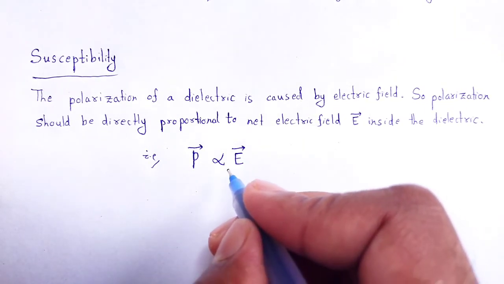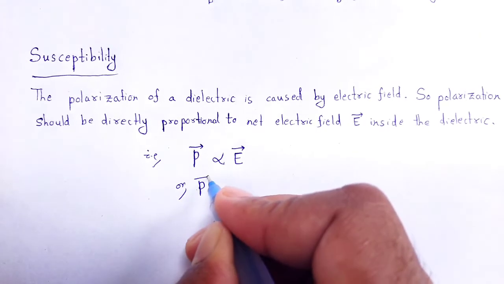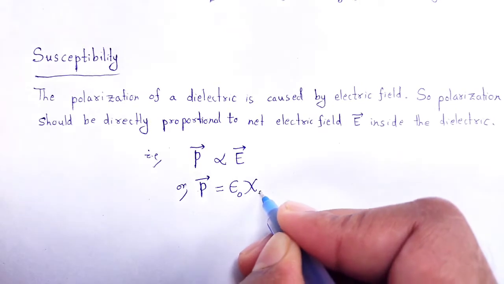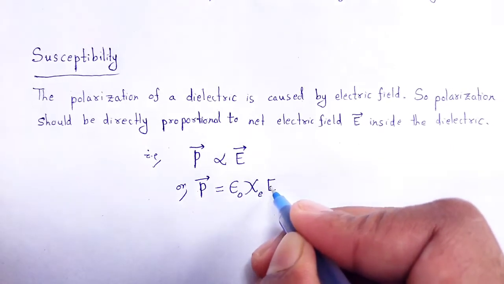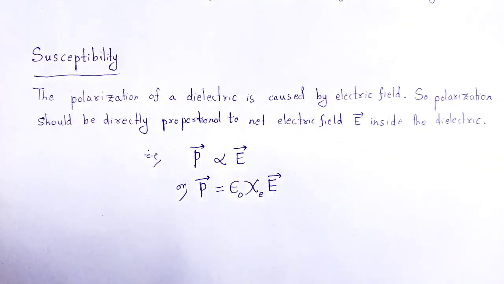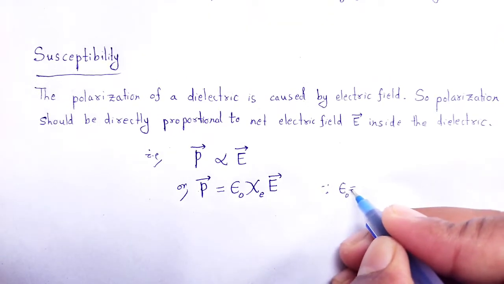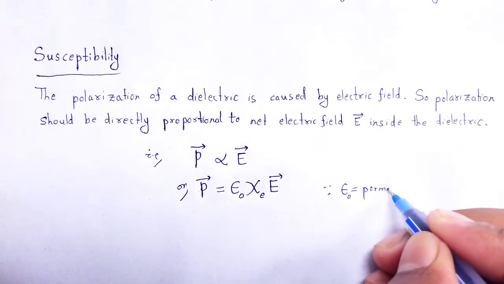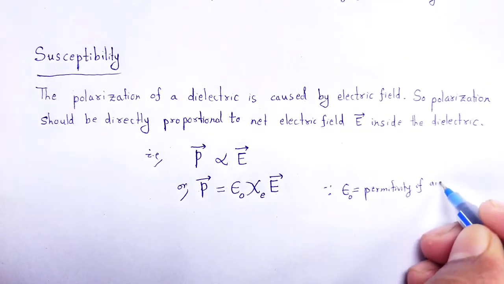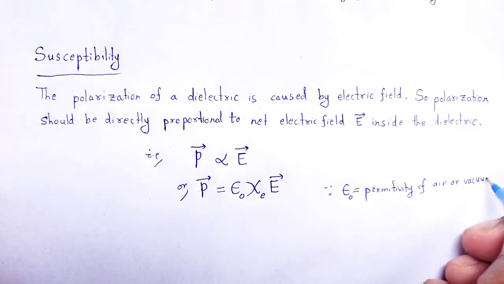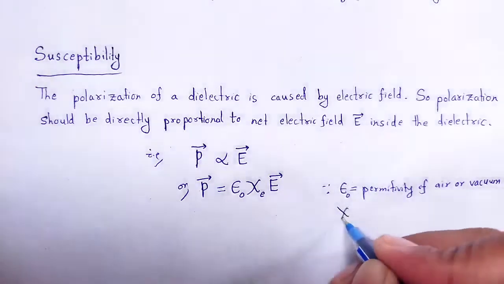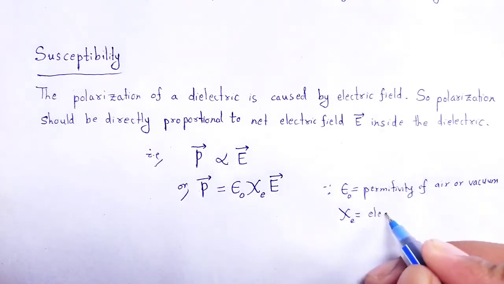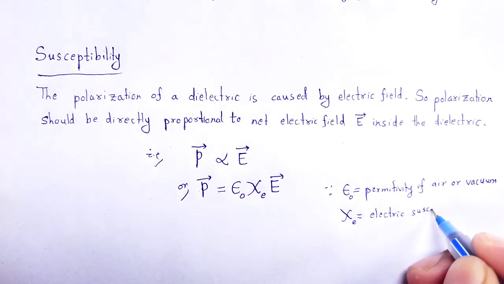Now, we have to introduce a constant. Therefore, polarization vector P is equal to epsilon naught chi e E vector, where epsilon naught is the permittivity of free space, or we can say permittivity of air or vacuum, and chi e is the electric susceptibility.